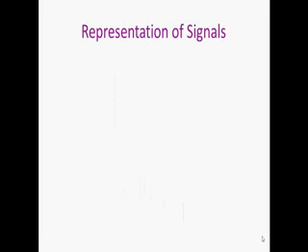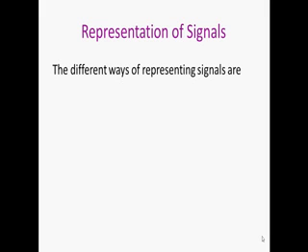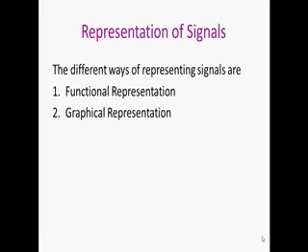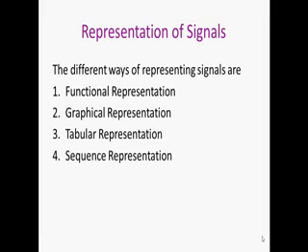So what are all the different ways to represent a signal? There are 4 different ways of representing your signals. They are functional representation, graphical representation, tabular representation and sequence representation. So these are the 4 different ways to represent your signals.